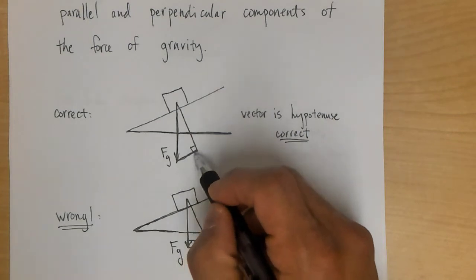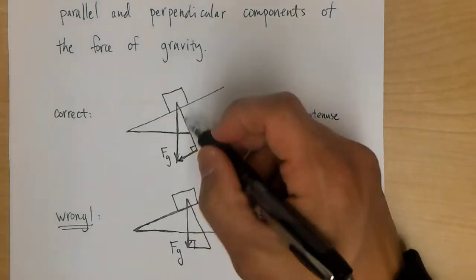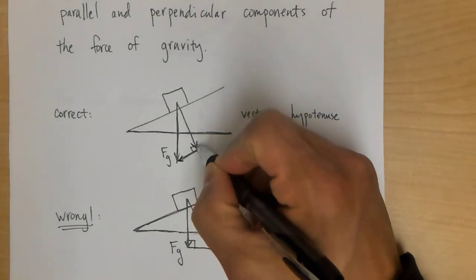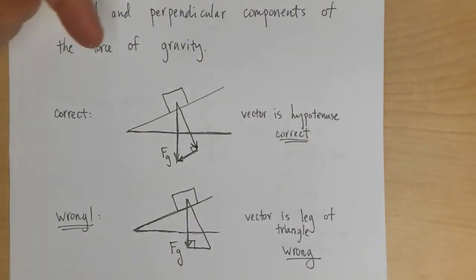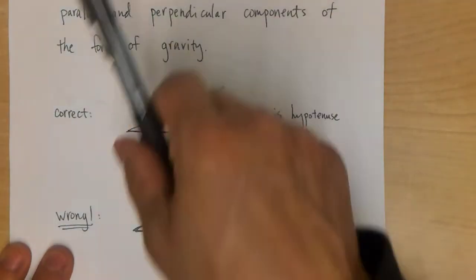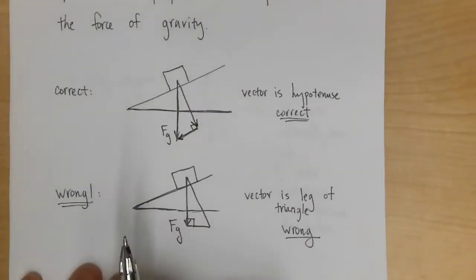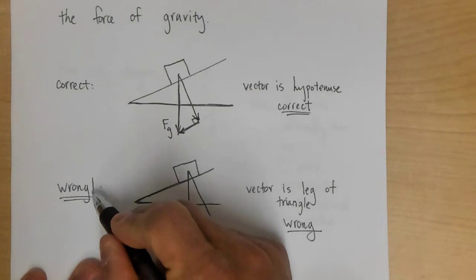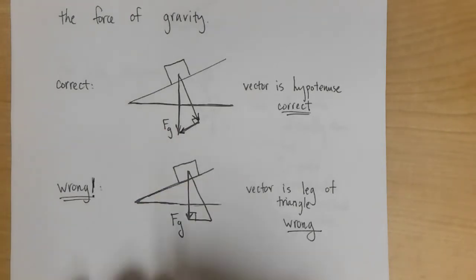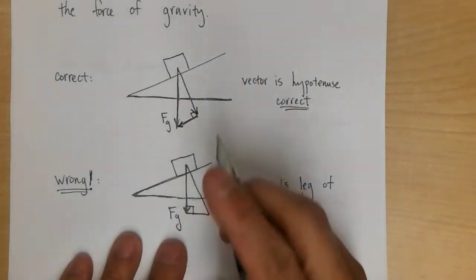Okay? So these are the components. This is going to be the parallel component going down the plane, and this is the perpendicular component going into the plane that way. Okay. Now, one thing I should mention: this thing is wrong. It's an exclamation mark. This is not how you resolve gravity. If you draw something like this, it's completely wrong.